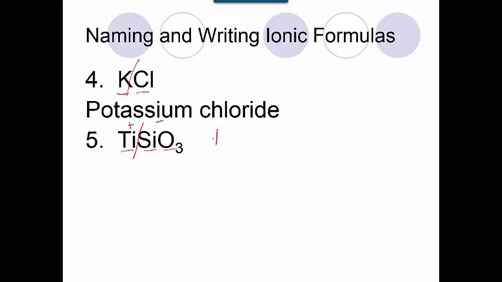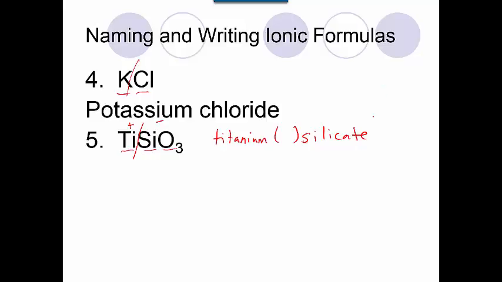Ti is titanium, so you're going to write down the word titanium. And look at where it is on the periodic table. It is in group 4. So that is definitely one of those transition metals where we get the Roman numerals. And we'll come back to that here in a moment. SiO3 has a special name. It is called silicate, and those don't get any ending changes if they're polyatomic ions.